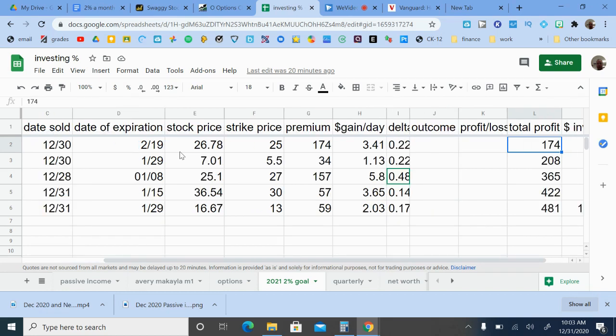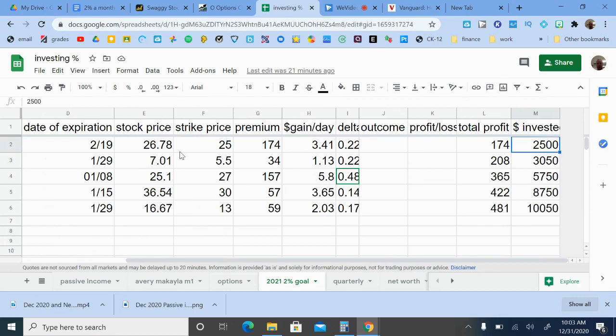My total profit, I'm just adding the total premiums for now of every option that I made. And then the amount invested. This is the strike price times 100. So as you can see, my total invested was $10,050. I happened to pick an option that had a strike price of 5.5 instead of 5. So not completely set on exactly 10,000. It could stray a bit at times, but I don't want to go much more than like 1,000 or 2,000.